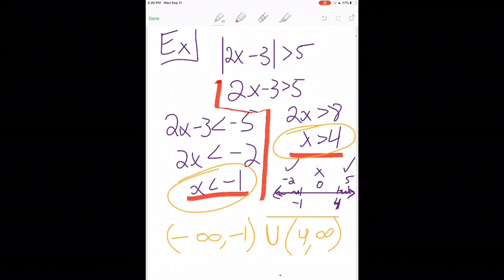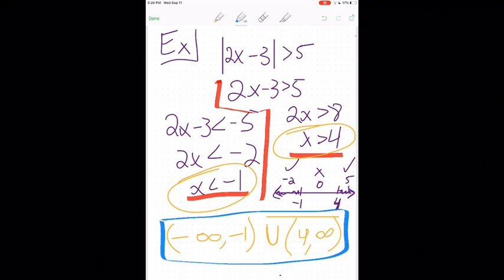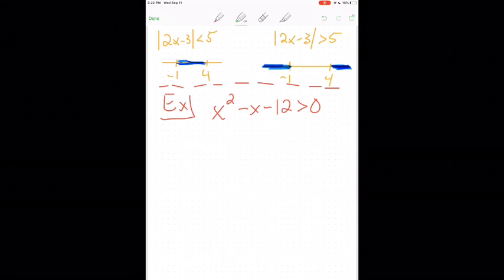And I could be either, so I'm going to use my union. Okay, and this is your final answer. All right, so looking at the top here, what do we notice?